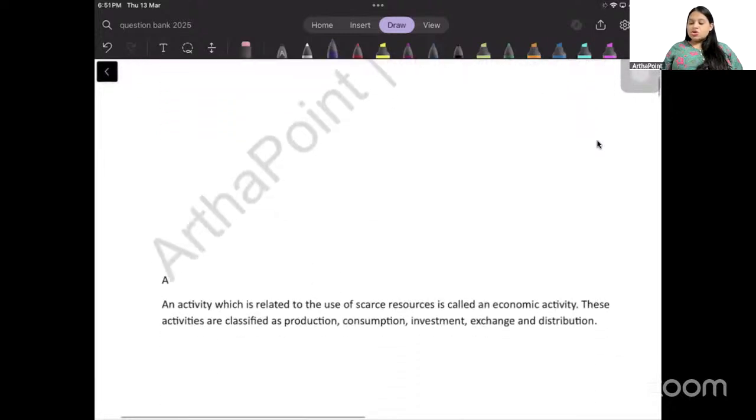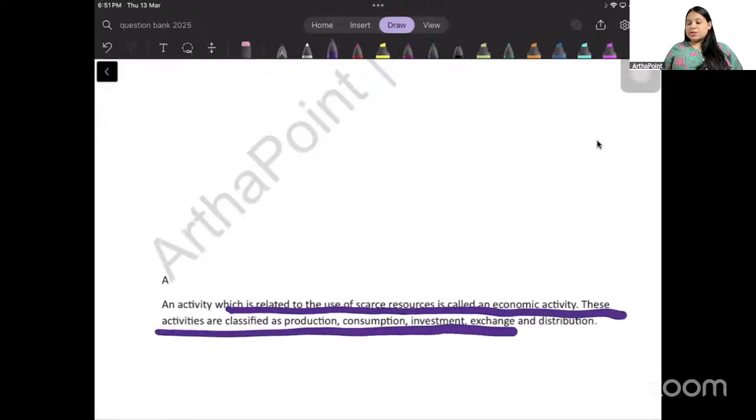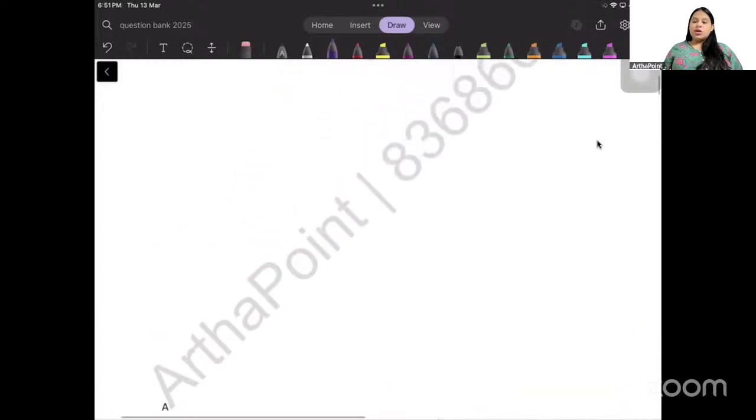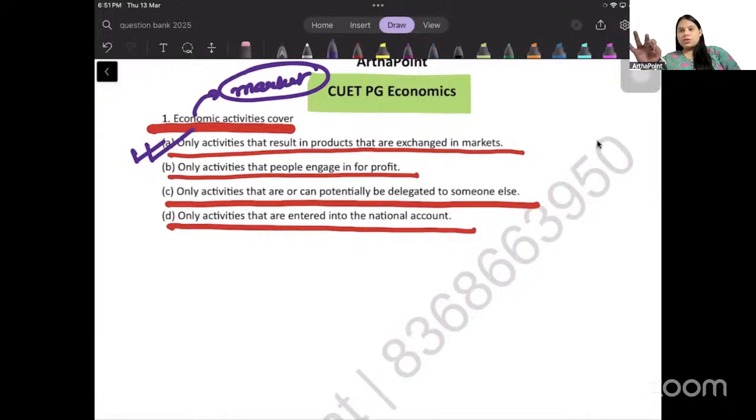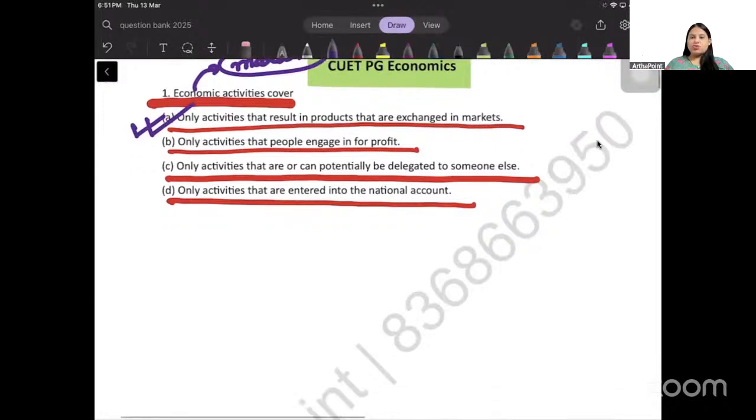Okay. So an activity which is related to the use of scarce resources is called economic activity, which is classified as production, consumption, investment, exchange, and distribution. So economic means anything related to an activity which is dealt in the market. It has no relation to the national account. Its relation is whether we are doing that activity in the market or not. Is price involved or not? That is the right answer to this question. Okay, beta, let's go to the next question.